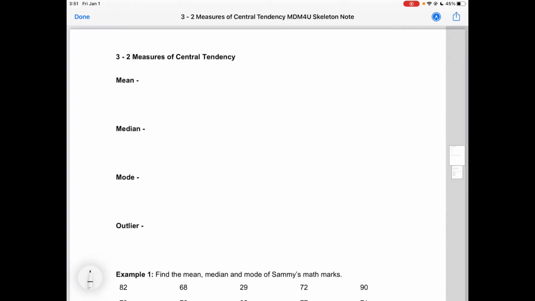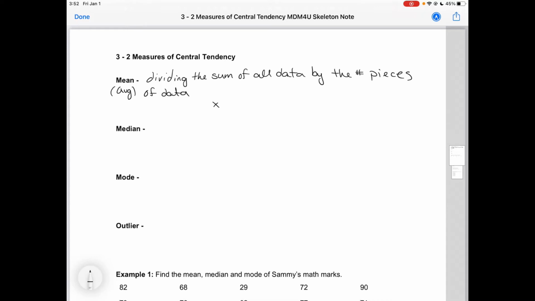This video goes over how to find the measures of central tendency of a data set. The first one we're going to look at is the mean. This is sometimes known as the average, and it is found by dividing the sum of all the data by the number of pieces of data.